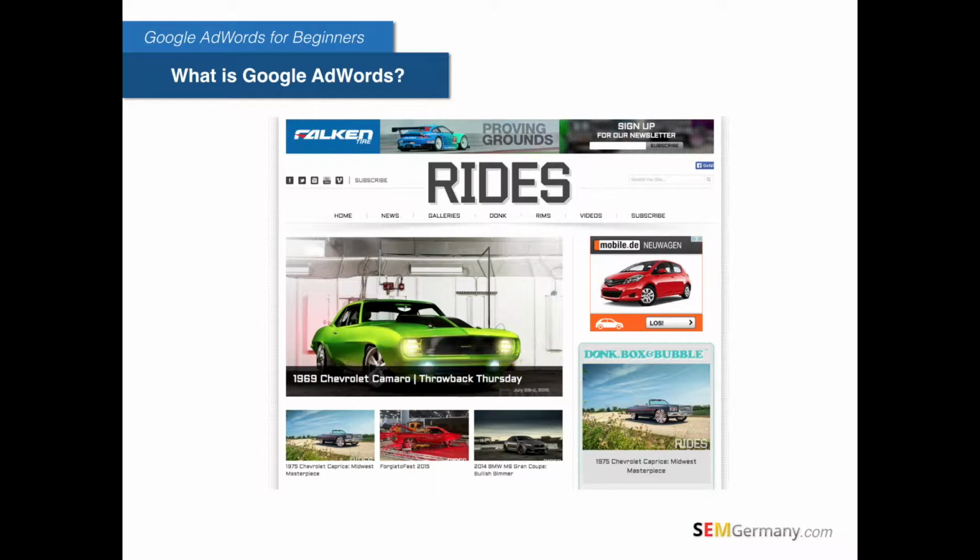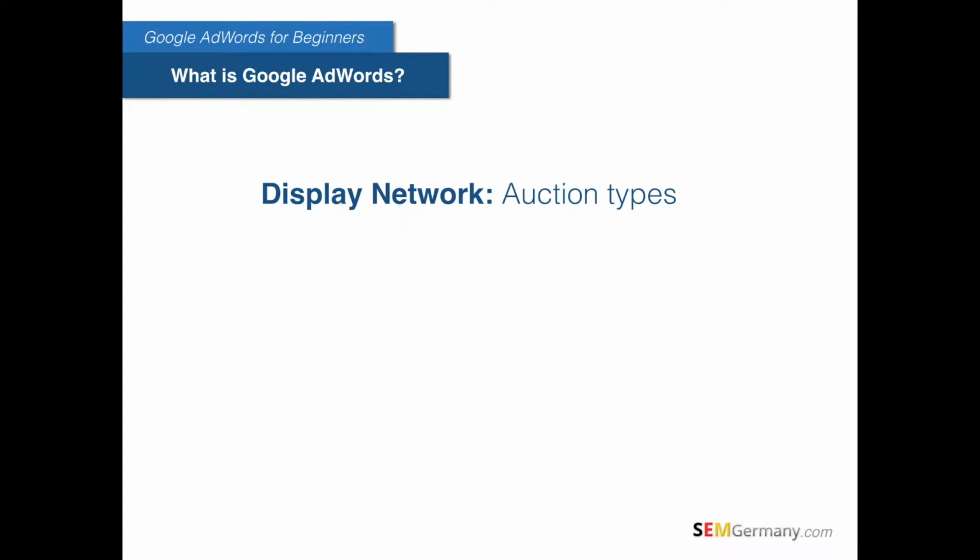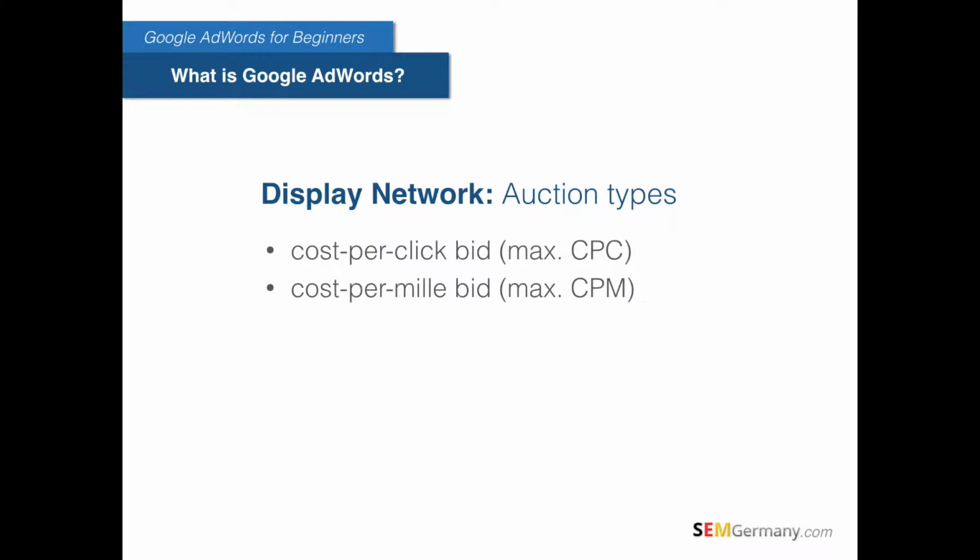And because these types of ads don't appear on Google's search results page, but instead allow you to display your ads on such external websites, Google refers to it as the display network. For the display network, you can choose between two auction types. The cost per click or CPC auction, the same as explained in the previous example, or the cost per mille or CPM auction type.